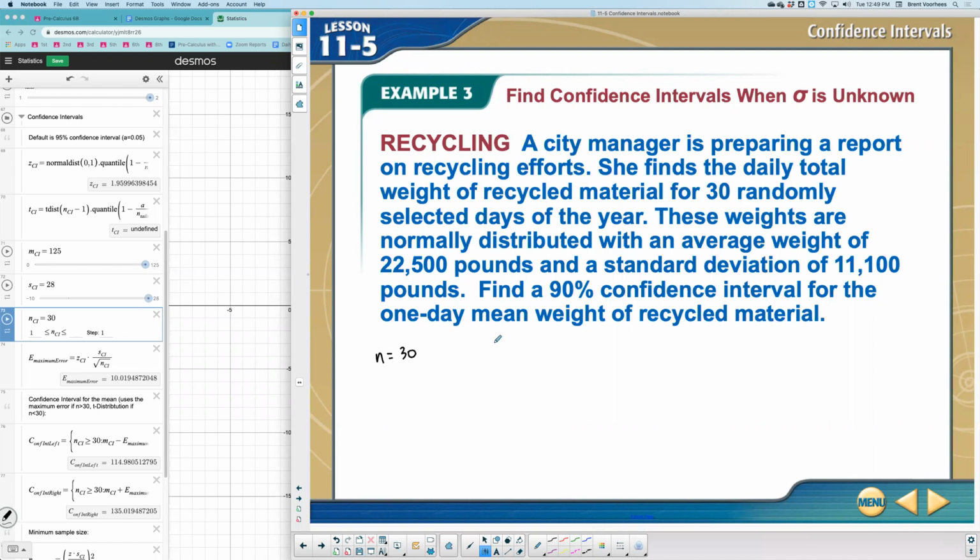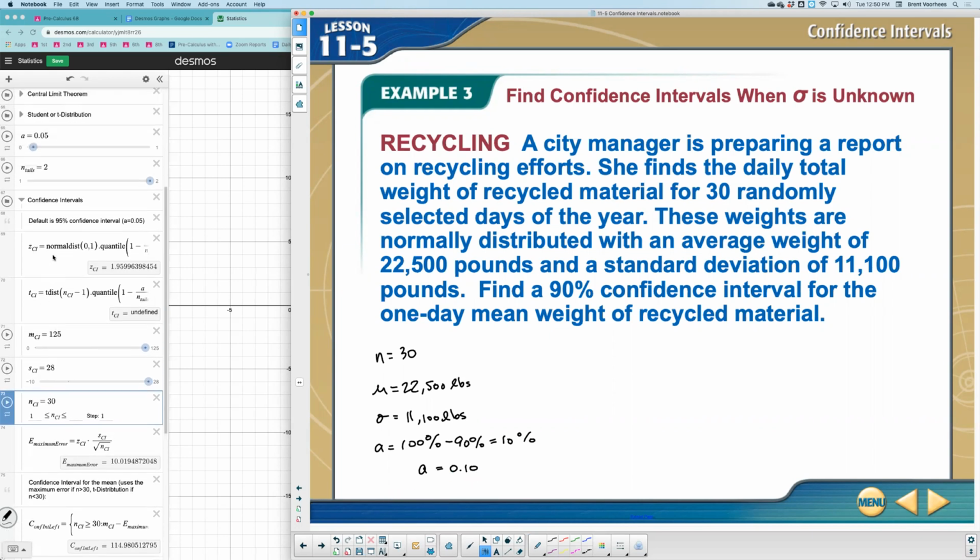These weights are normally distributed with an average weight, so this is the mean, of 22,500 pounds and a standard deviation of 11,100 pounds. That's a large standard deviation there. Find a 90% confidence interval. So if my confidence interval is 90%, then my A is going to be 100% minus 90%, which equals 10%, or you could say A is 0.1 or just 0.10, whichever way you want to look at it. I'll just do it 0.10.